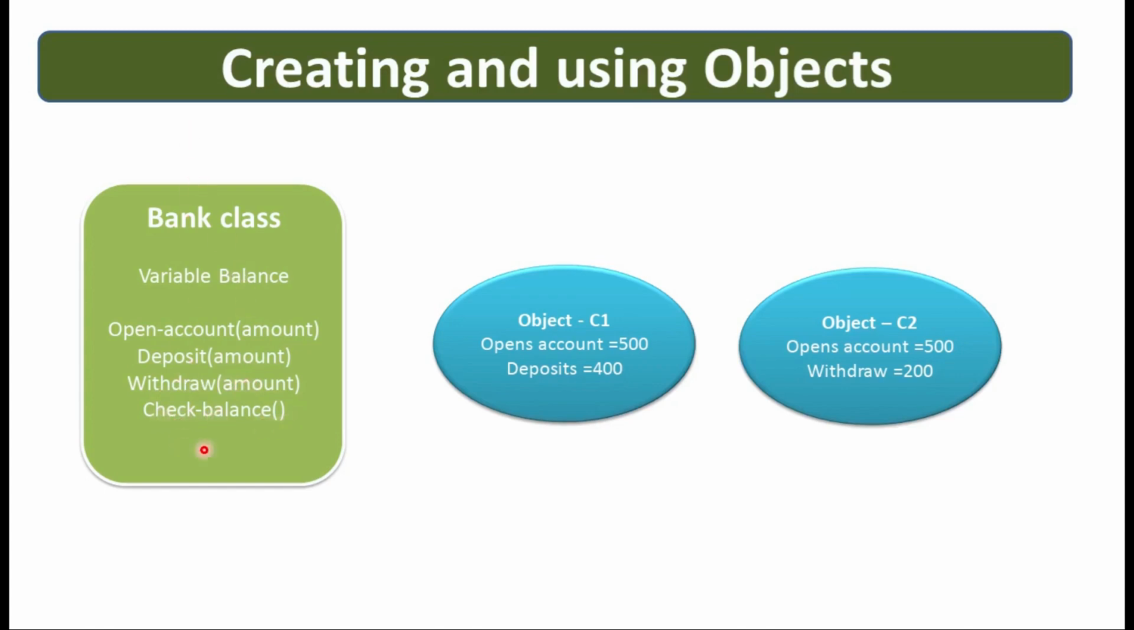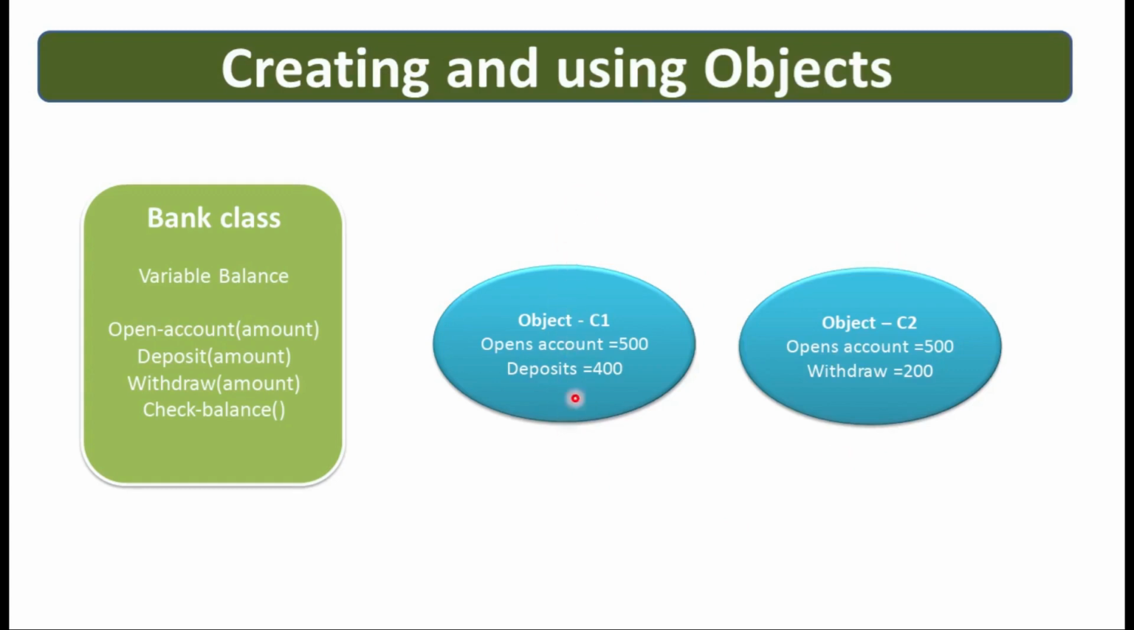So this is a bank class for which I have created two objects, object 1 and object 2. Who are the objects for the bank class? Obviously customers, right? So C1 is customer 1, C2 is customer 2. This is object 1, this is object 2. Better I'll call this customer 1, and this is customer 2.